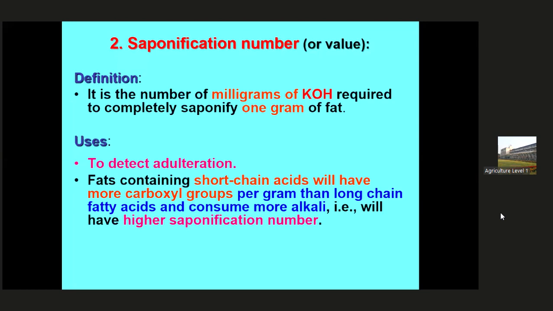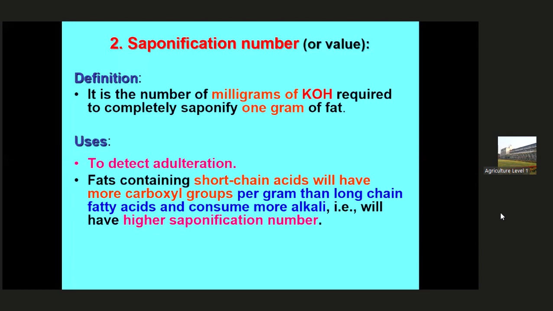If it is 75, if the saponification number is increased, then you have to think it is adulterated fat. First, you have to think it is adulterated fat. So what is the adulterated component? Its adulterated components contain very short chains, and for this reason the carboxyl number has been increased, and for this reason you get the saponification number increased.